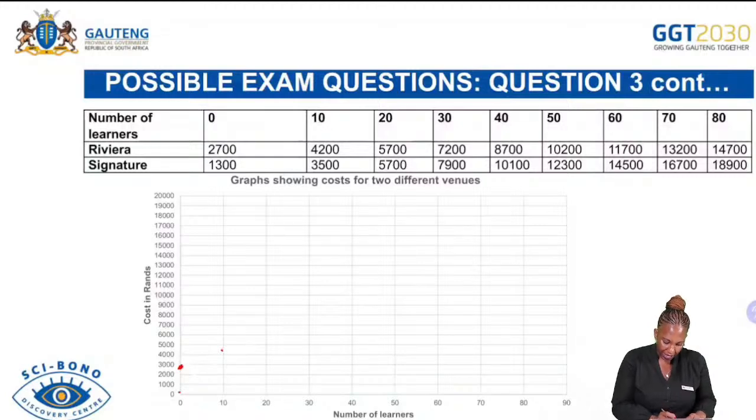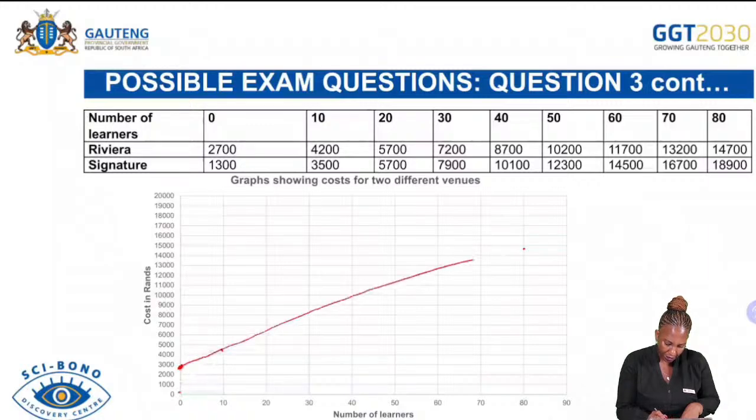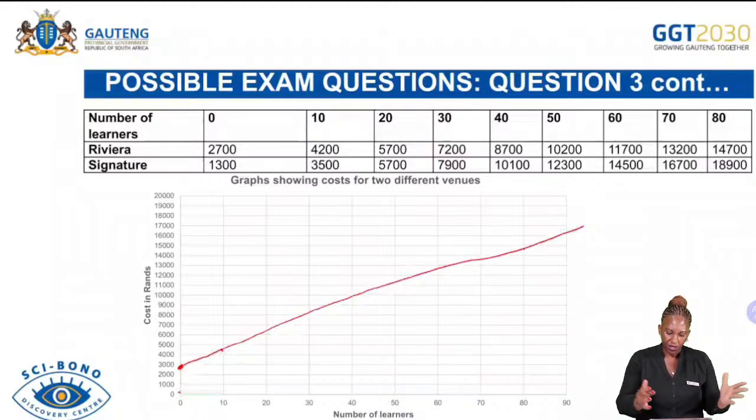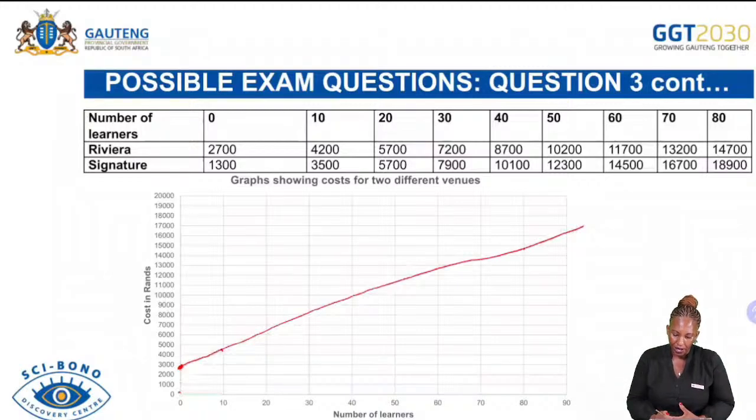Let's go to the last point. The last point, it says 80 learners to the value of 14,700. And then you go to 14,000. And then it can be here. Then what I do, I just join the points. I can plot only 3 points, and then I know my graph will go just like this. It will go straight because now I don't have a ruler. Yours you'll be having a ruler.